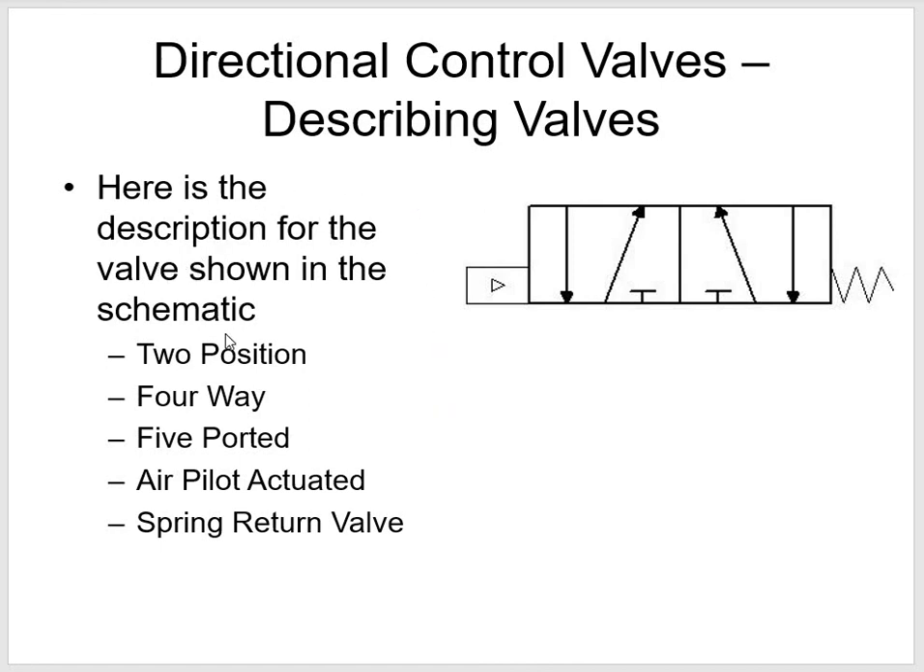Let's see. Here we're describing the valve shown in the schematic. Okay, so we know it's two position. How do we know that? Because I've got an envelope here. I've got another envelope here. Four ways. Okay, we've got 1, 2, 3, 4. It's 5 ported. So I've got 1, 2, 3, 4, 5. Air piloted. That symbol is a pilot pressure or a pilot being used. And I've got this open, so I know it's pneumatic or air. And then on this side, I have spring return.